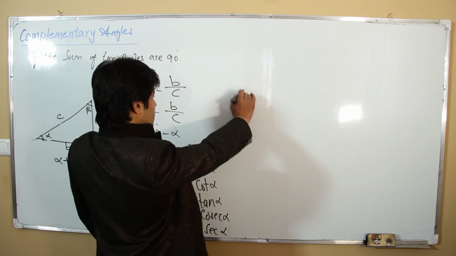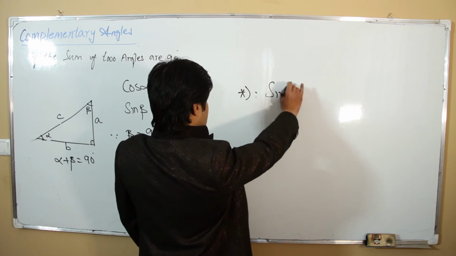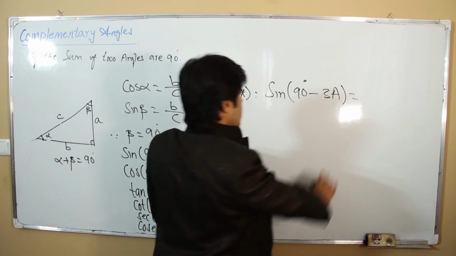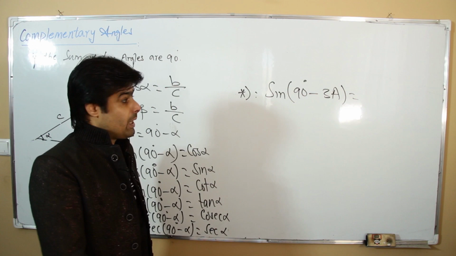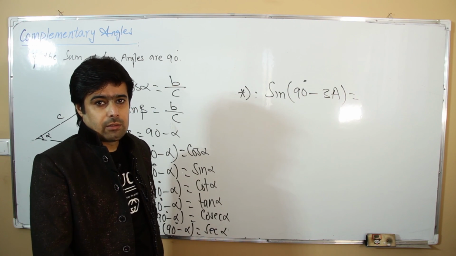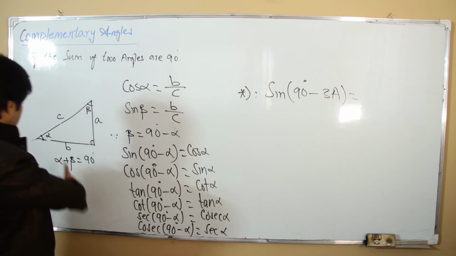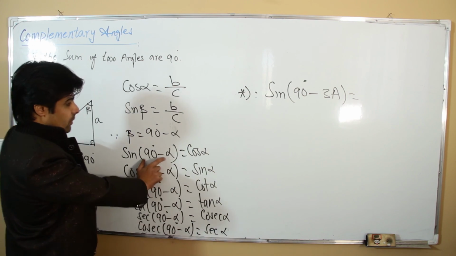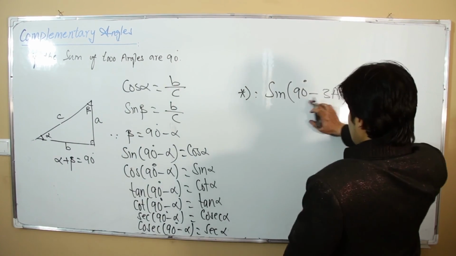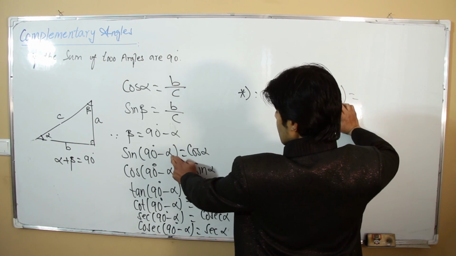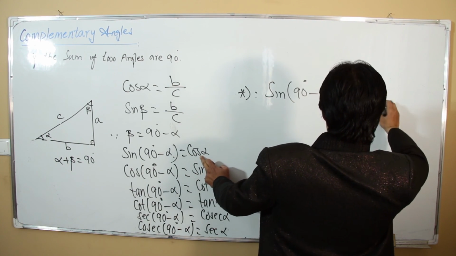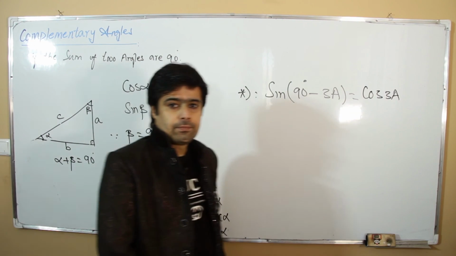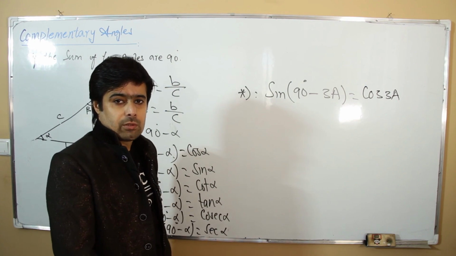If I want to write, suppose, sine of 90 minus 3a, if 3a is an acute angle, both of them should be acute angles. Now from this equation we can write that sine of 90 minus 3a, where 3a is alpha, is equal to cosine of this alpha. Your alpha is 3a. I think you have got it.